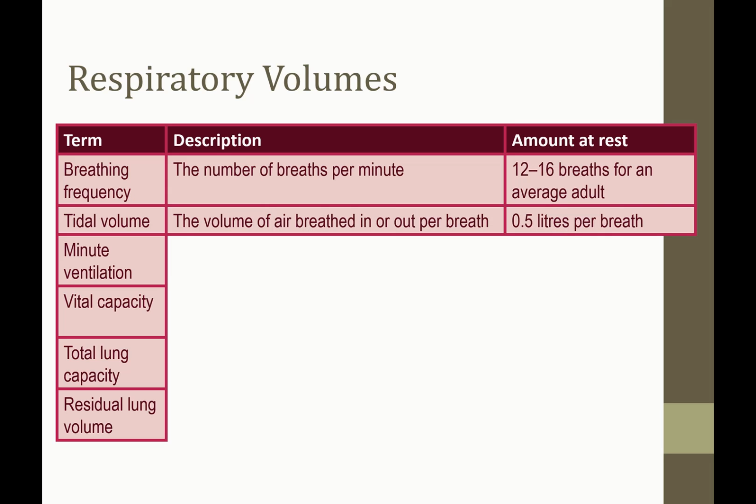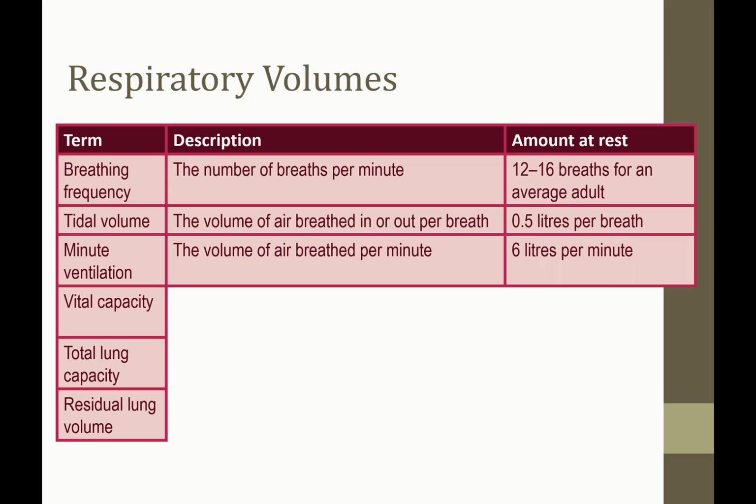Now if we times the breathing frequency by our tidal volume, then we get what's known as our minute ventilation. So this is the volume of air that we breathe in per minute. So of course if we times 12 by 0.5, which are the general values, then minute ventilation is around 6 litres of air per minute.